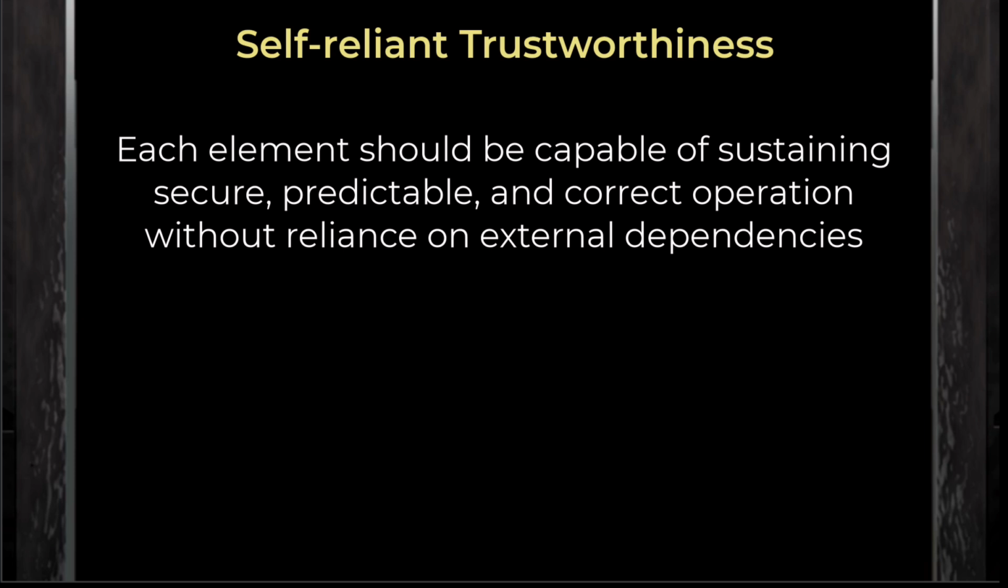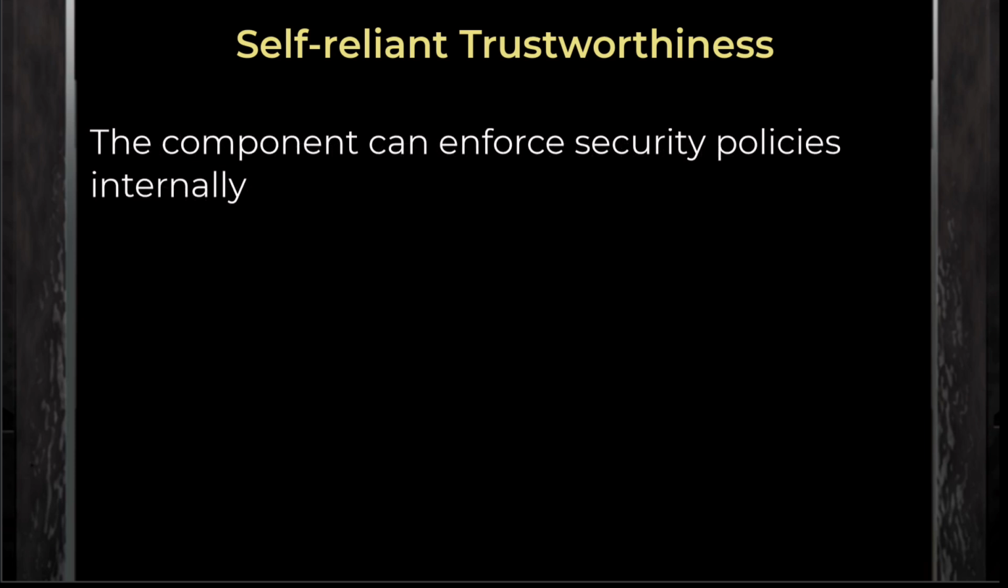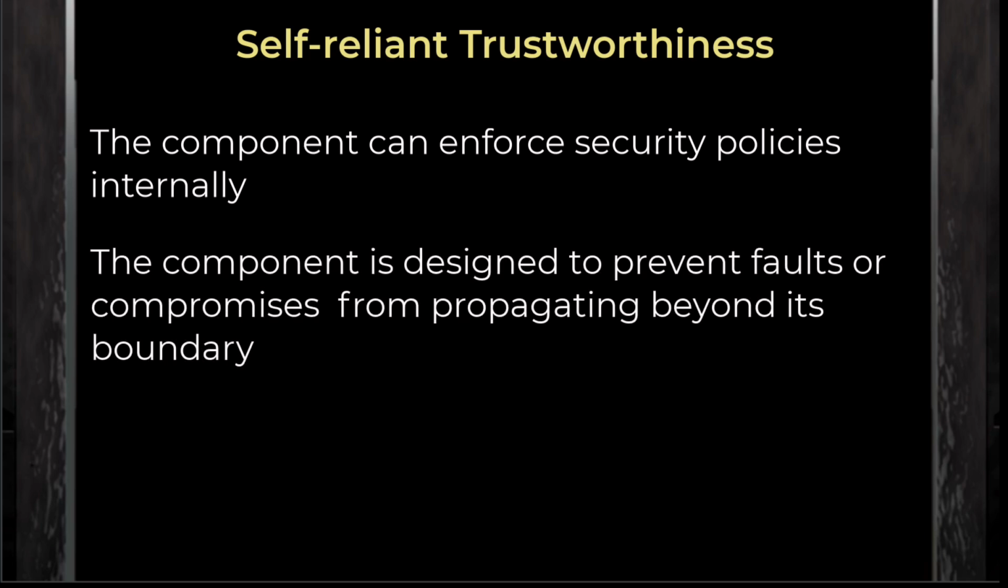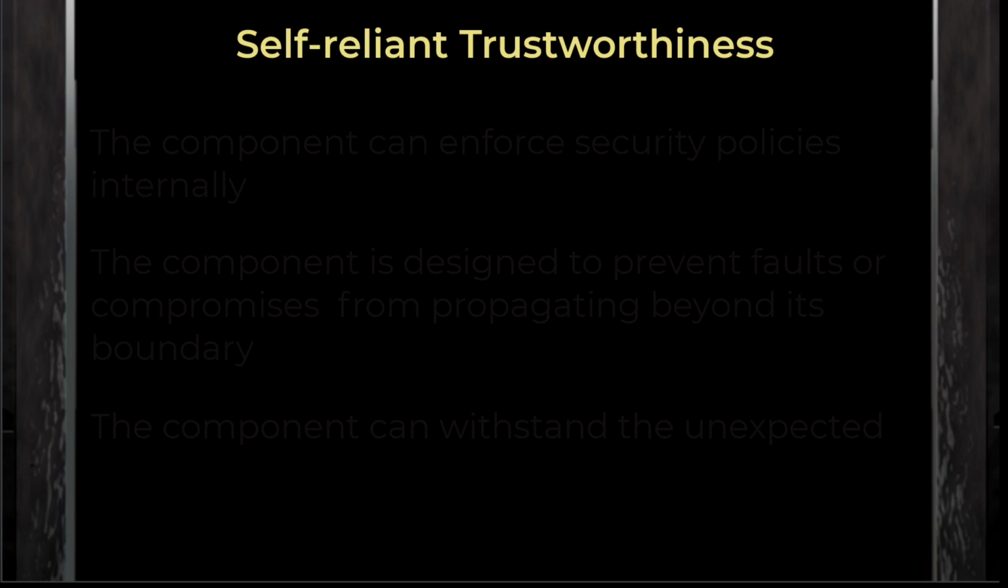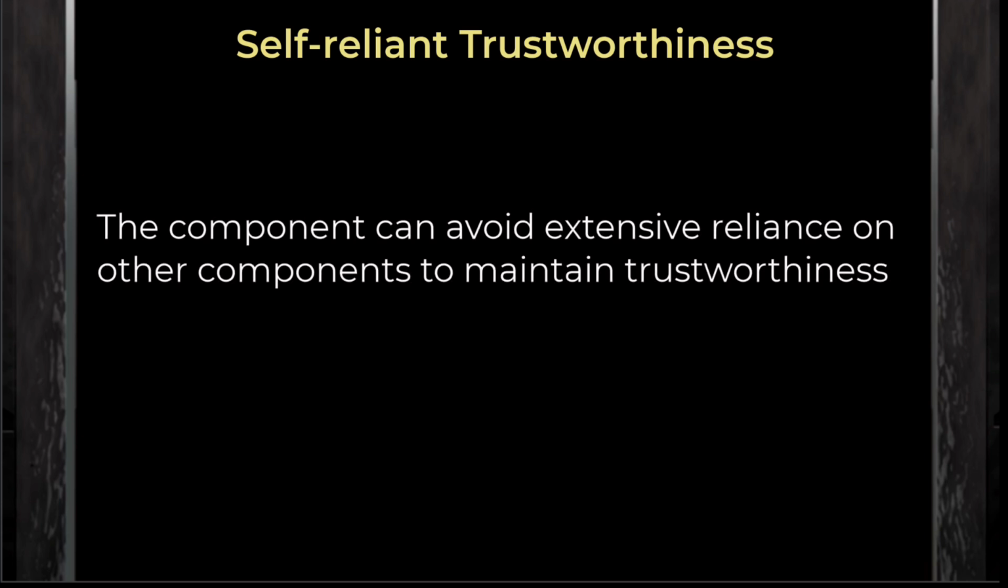Key attributes of a component's self-reliant trustworthiness include: the component can enforce security policies internally without requiring continuous external validation. The component is designed to prevent faults or compromises from propagating beyond its boundary. It can withstand unexpected events, including cyber attacks or hardware failures, with minimal degradation of function. And it avoids extensive reliance on other components or shared infrastructure to maintain trustworthiness.